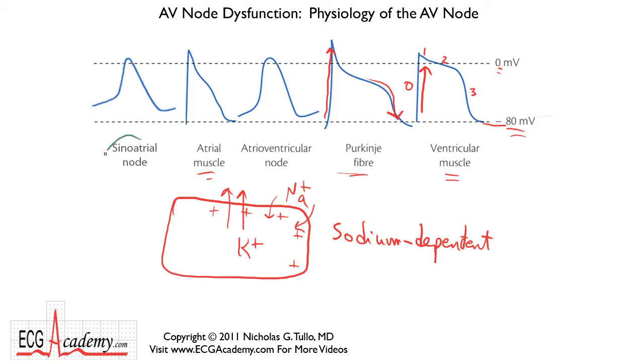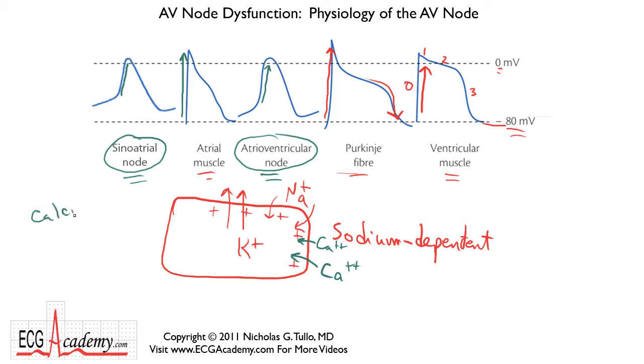But if you notice, in the SA nodal cells and the AV nodal cells, the action potential looks a little bit different. They don't have a very rapid upstroke of phase 0 during depolarization. The slope, or the rate of change of the voltage, is a little bit decreased. That's because there are fewer rapid sodium channels in those cells. Instead, you have calcium channels that allow calcium to move into the cell during depolarization. Calcium currents tend to be a little bit slower, and so sinoatrial nodal cells and AV nodal cells are known as calcium dependent.